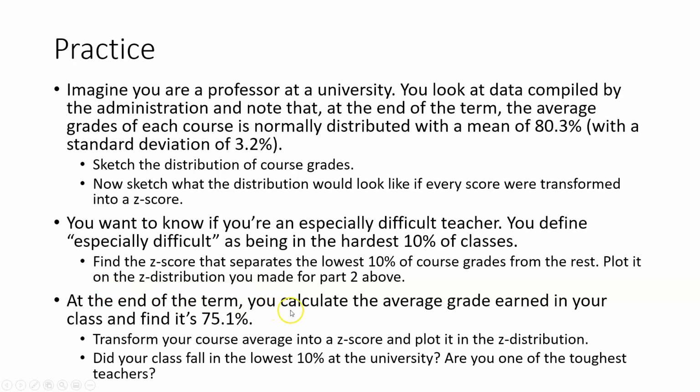At the end of the term, you calculate the average grade that your class earned, and you find that it's 75.1%. Transform that score into a z-score and then plot it on that distribution. Did your class fall in the lowest 10% at the university? Are you one of the toughest teachers? Please pause your video before you go on. I'll show you the answer in a moment.